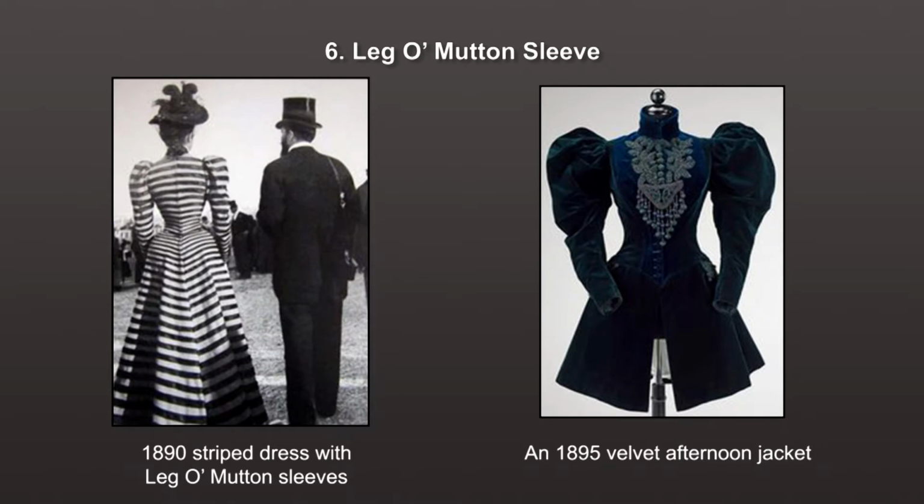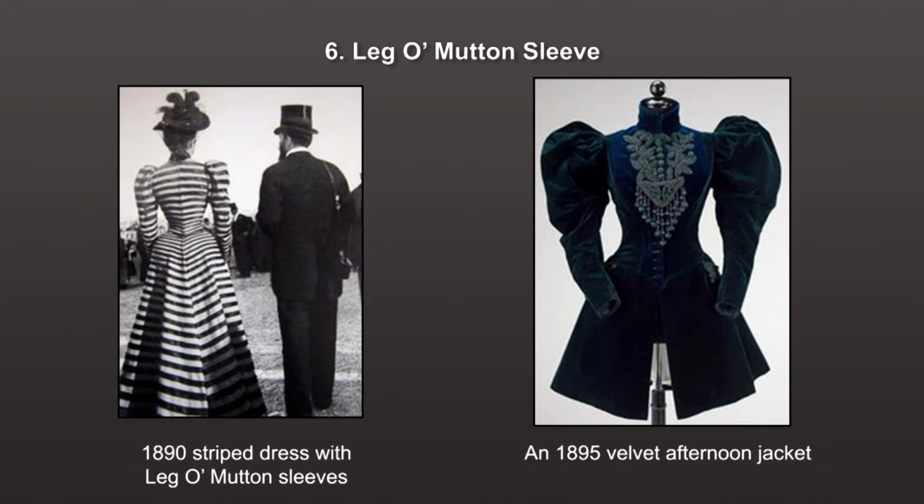We see here a dress from the 1890s. It is a striped dress with leg of mutton sleeve. We can observe the same characteristic here with a large puff at the shoulder, tapering to become very fitted at the wrist.